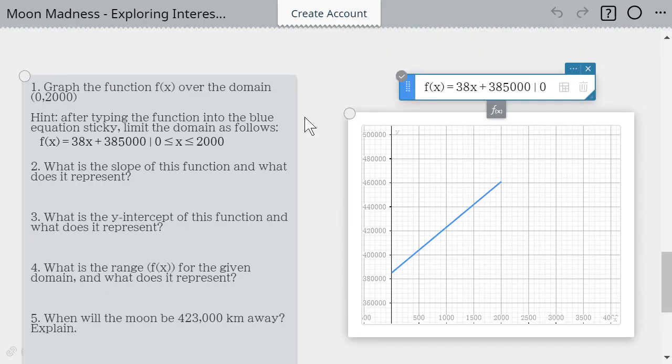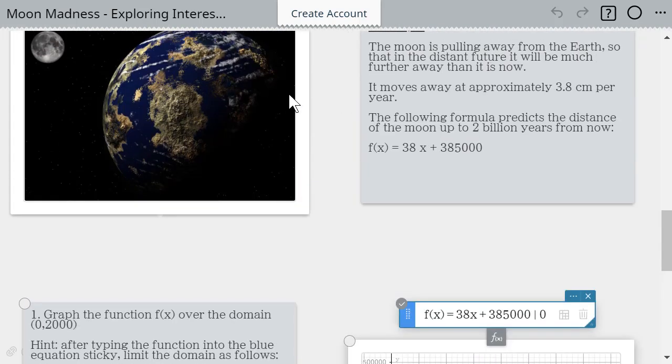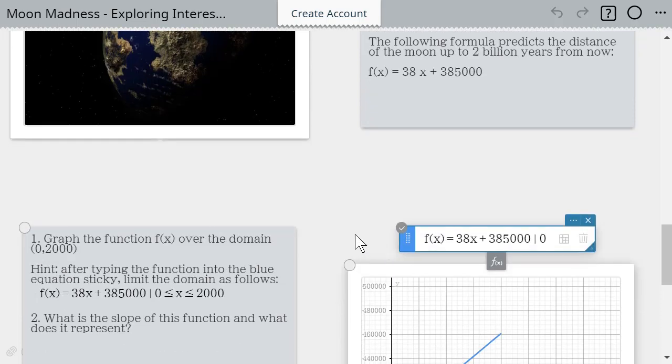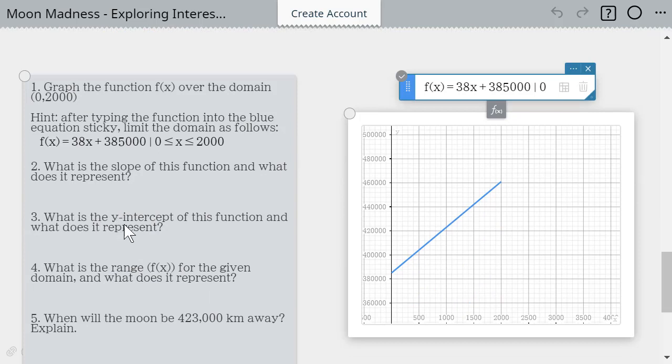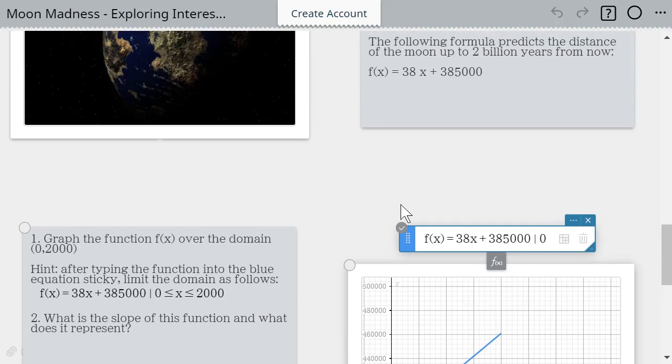So this is just a different type of looking at moon data and Earth data and kind of making some comparisons by looking at a graph and using some of our algebraic representations to explain the relationship.